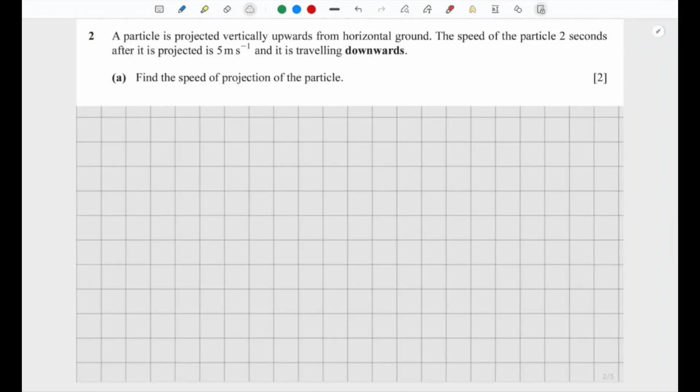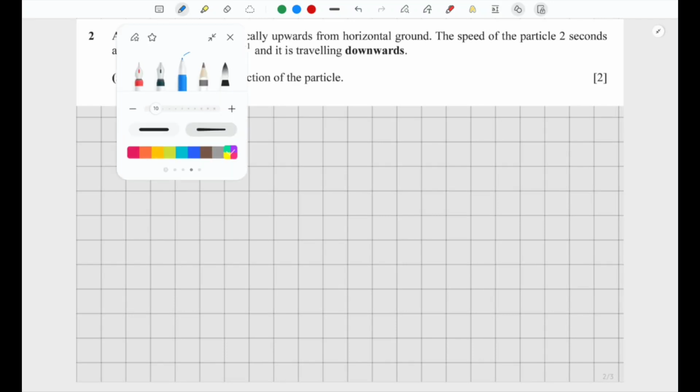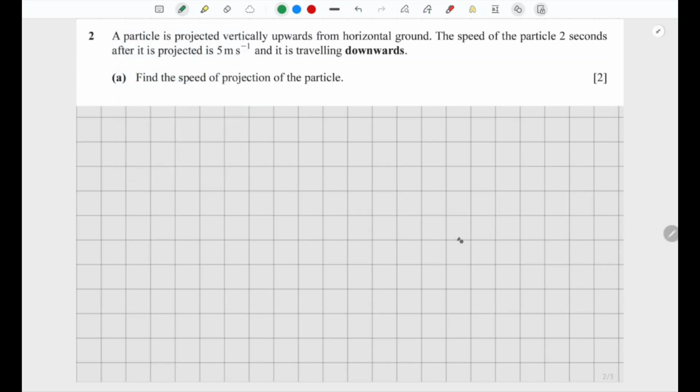Okay, so question number 2, a particle is projected vertically upwards. So let's understand the situation. Let's see from ground, this particle is projected upwards with velocity. They haven't given you the initial velocity. The speed of the particle 2 seconds after it is projected is 5 meter per second.